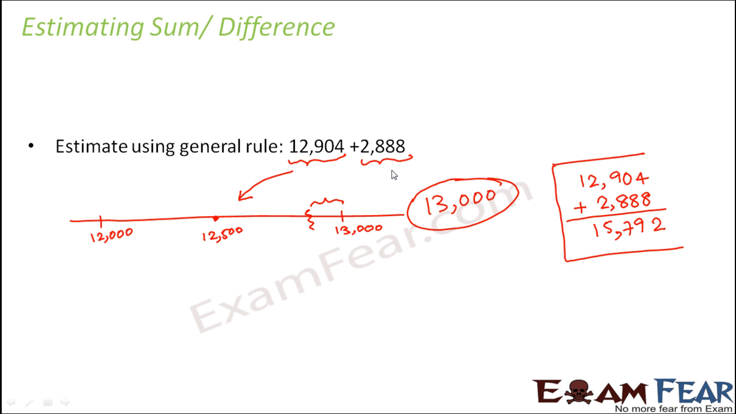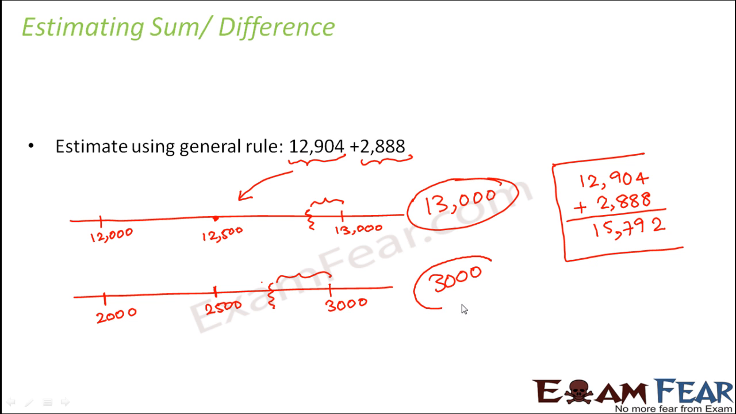Now let us talk about the next number, 2,888. This number would lie between 2,000 and 3,000. Here the midpoint would be 2,500, and your number 2,888 lies somewhere here, so this is also closer to 3,000. So we can round it off as 3,000. This is how we have rounded off both the numbers, and now let us find their sum. We will add 13,000 and 3,000.